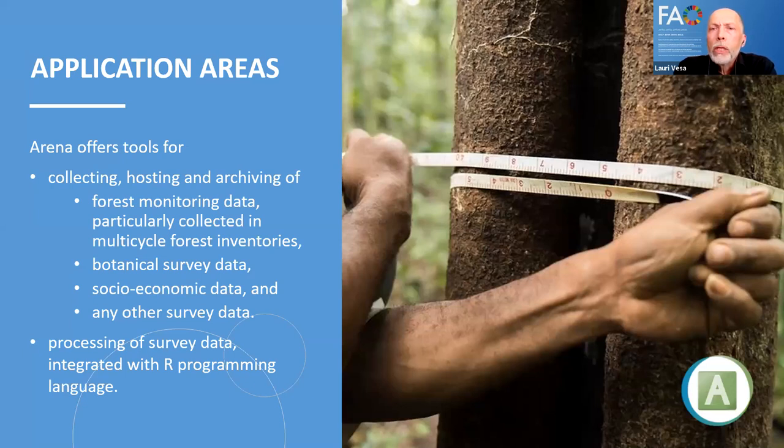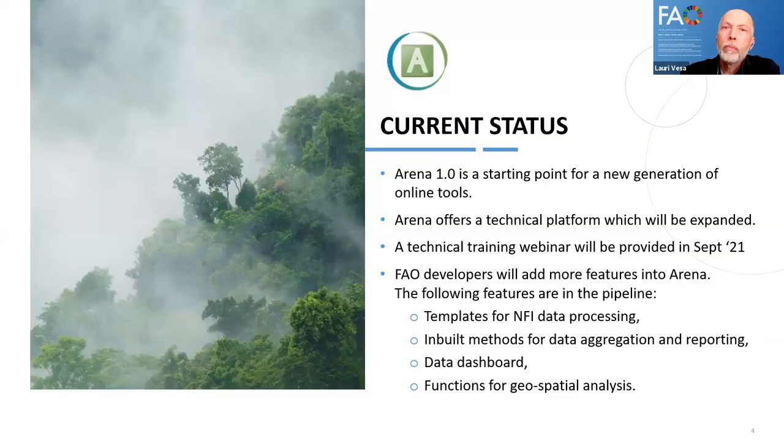For data processing, for example, when computing forest biomass and carbon stock estimates, ARENA offers an integrated RStudio server for the programmers. So the data processing can be handled with the help of R language script. The current status of ARENA version 1.0 is that this is a starting point for the new generation of online tools. It offers a technical platform which will be soon expanded. The core part of the system is the database management system that enables extension of applications to be built around and on top of it.